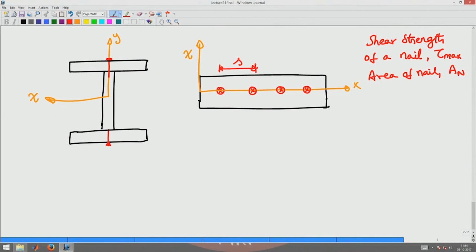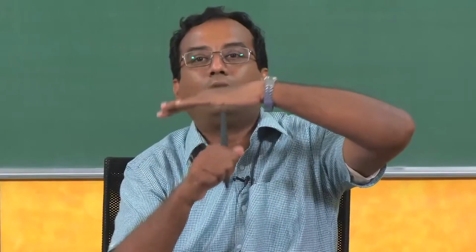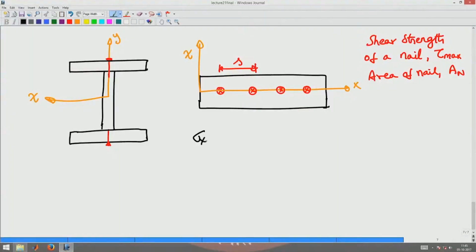Here, as you see, it has to withstand sigma xy stress. The nail has to withstand it because the flange is going to slide like this. And the sigma xy stress at that interface is given by Vy by Izz into Bf by Tw, into Tf, into H plus Tf by 2.